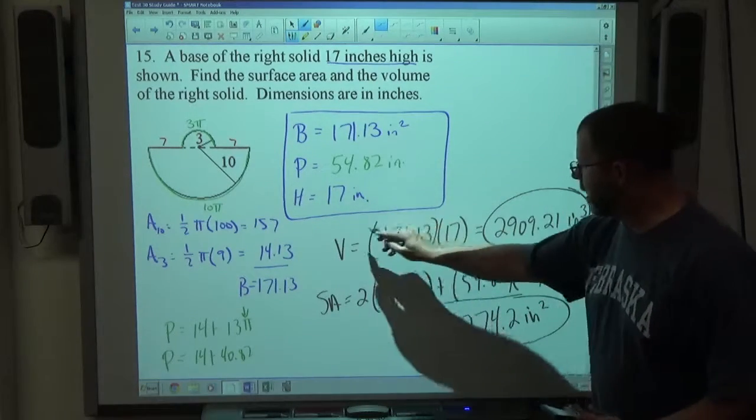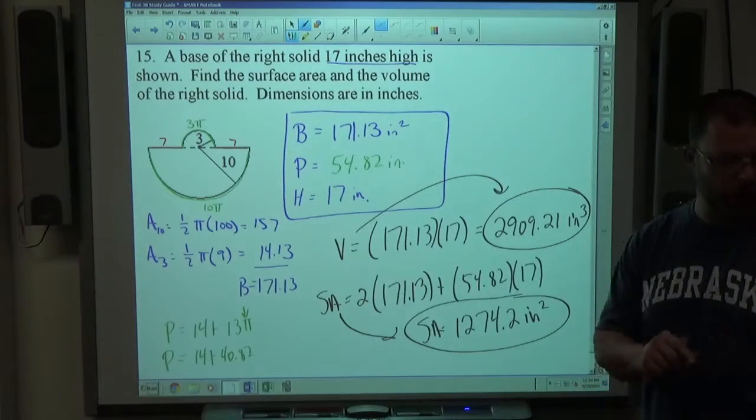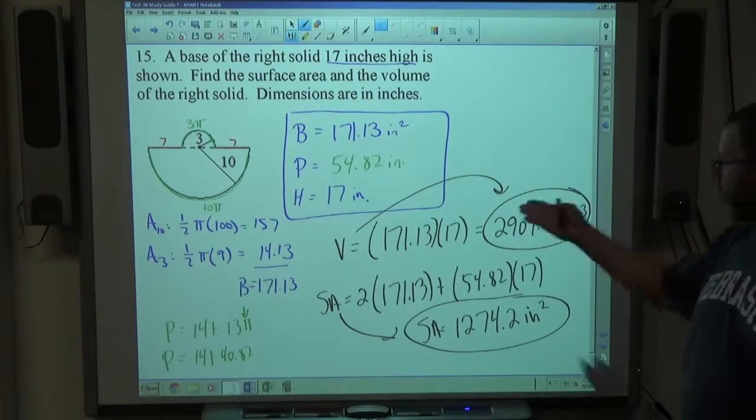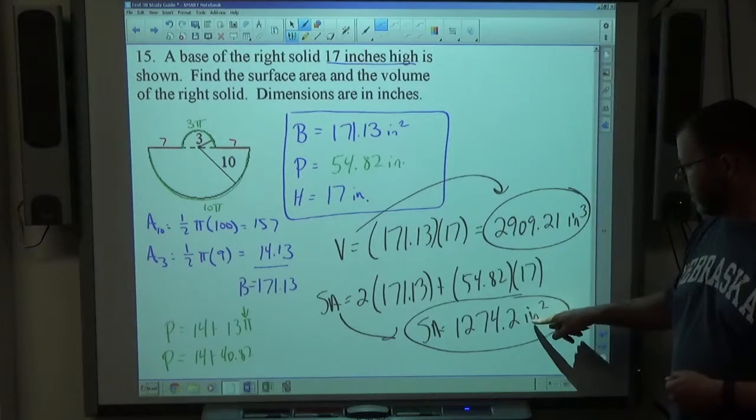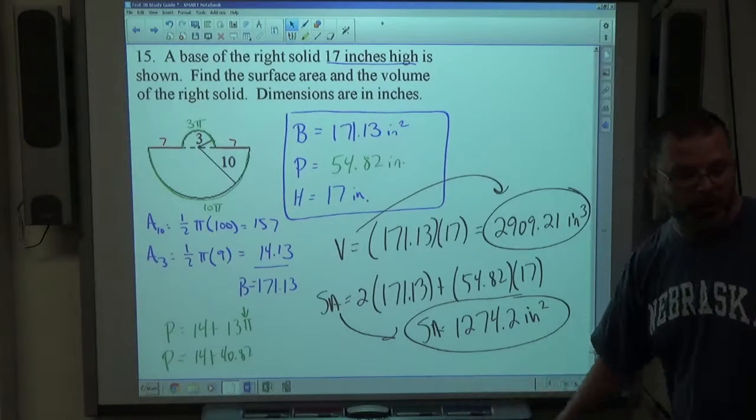And do make sure that you identify volume and surface area. Don't just write those two numbers and expect me to think you know what you're talking about. So make sure that volume's identified with a cubic and surface area with a square, and V equals, SA equals. Make sure that's all written there when you do it.